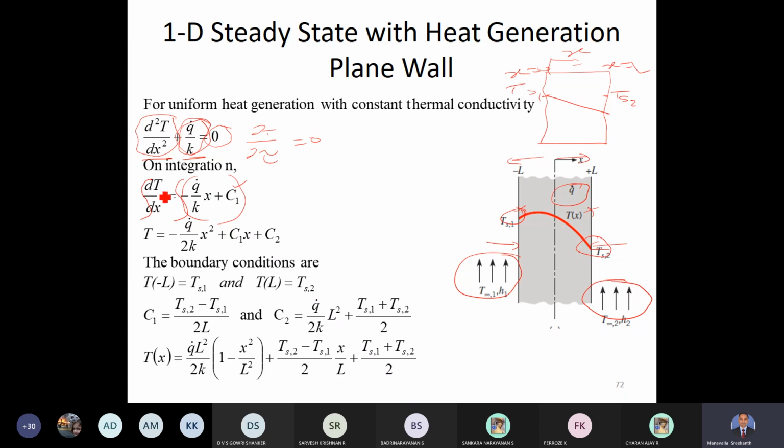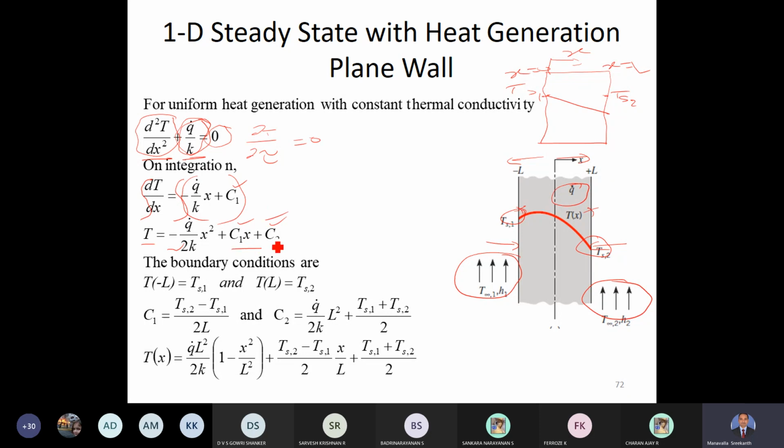you will have, on integrating dT, T. On integrating minus q dot by k x with respect to x, you will have minus q dot by 2k. q dot is a constant, the heat generation term is a constant, k is a constant, thermal conductivity is a constant in this case. So x is the only variable, so the integral of x dx is x² by 2. So this 2 will come into the picture. Plus on integrating c1 we have c1x, and since we are integrating again, there is a second constant of integration c2.